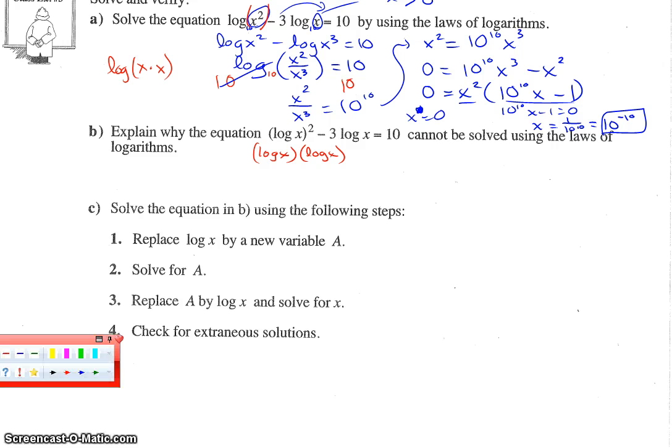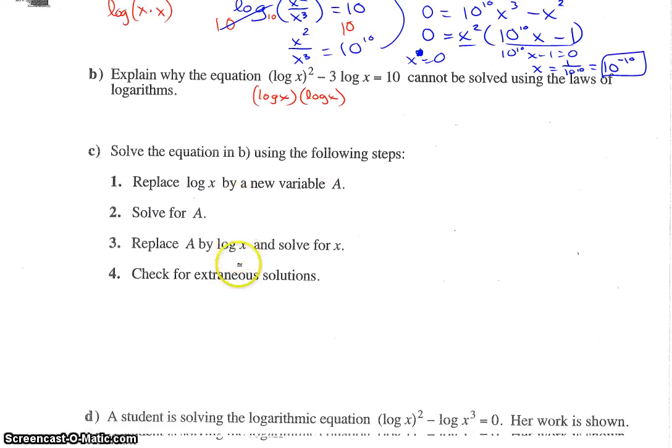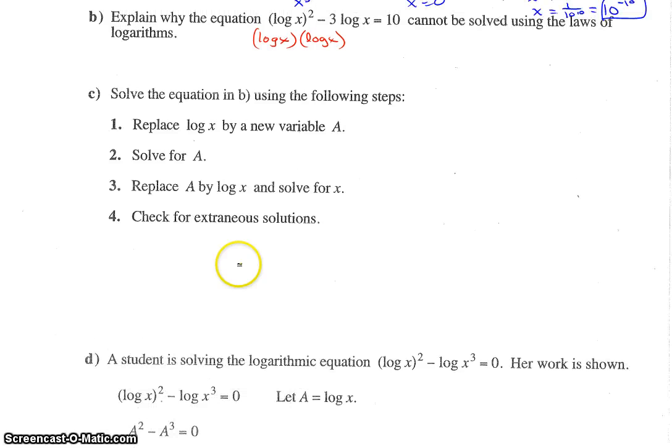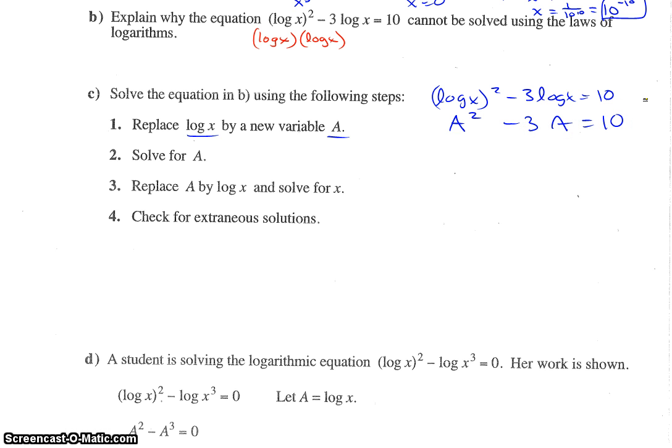So what we're going to do is use this little method they're talking about here. We're going to replace log x with a new variable a. Solve for a, and then sub back in. So we're going to do that right here. We have log x in brackets squared minus 3 log x equals 10. Okay, so we're going to replace log x with a, and that's going to become a squared minus 3a equals 10. And you go, hey, that's a quadratic equation.